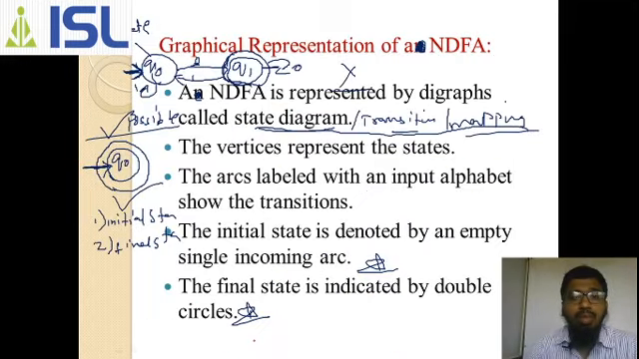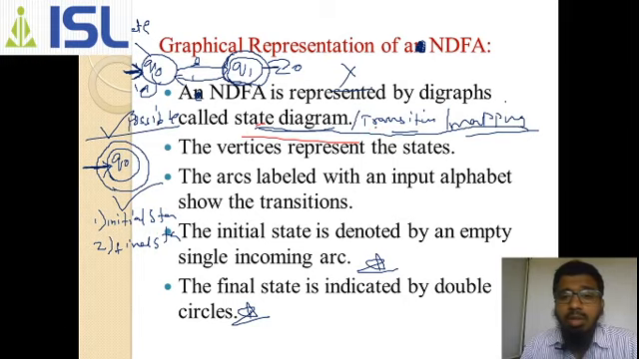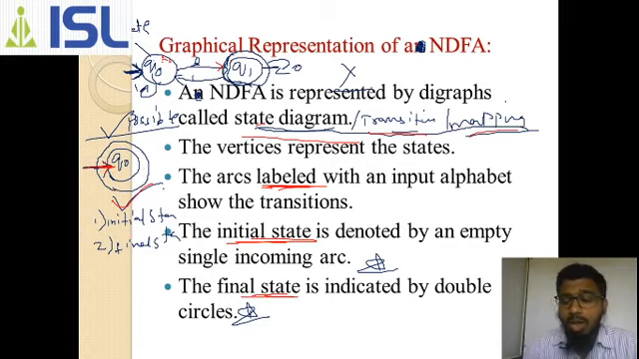and the final state is represented as a double circle. Okay, and the graphical representation is the state diagram, transition or mapping. This represents the state, and labeled means when we say 0 is going here, 1 is coming here. That is called labeled. The initial state is shown with a single incoming arc. The final state is a double circle.